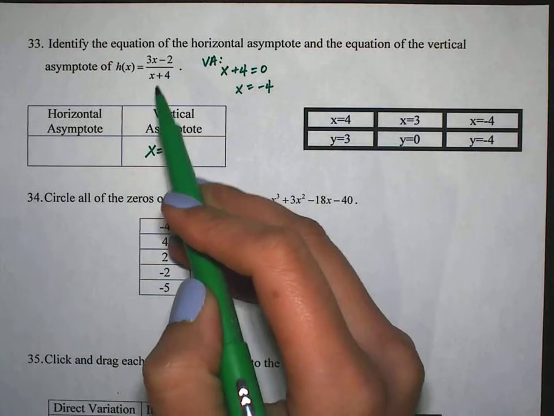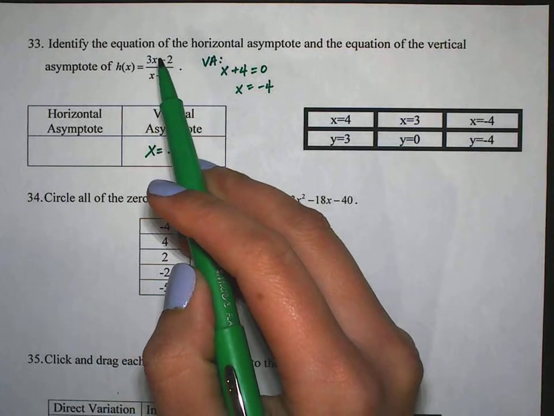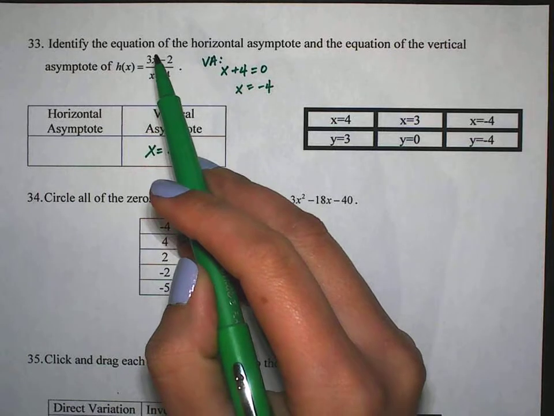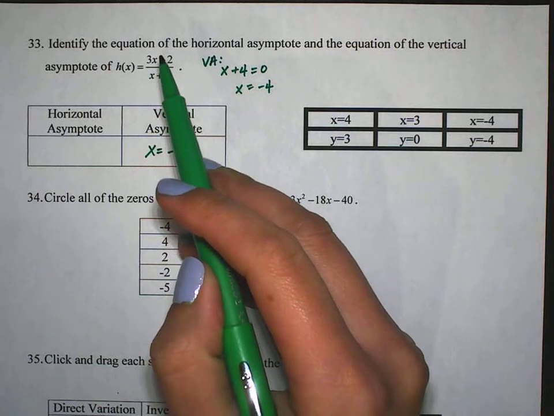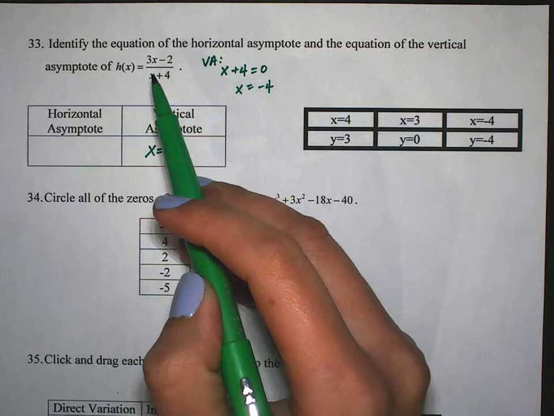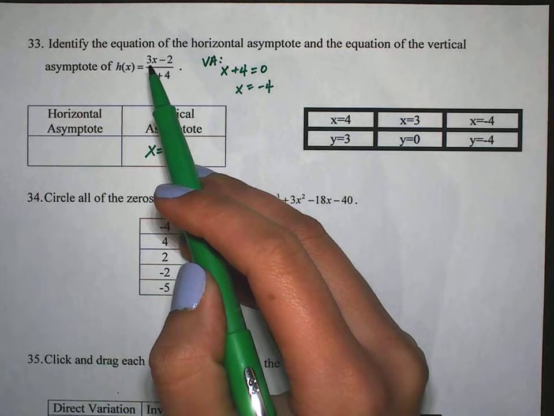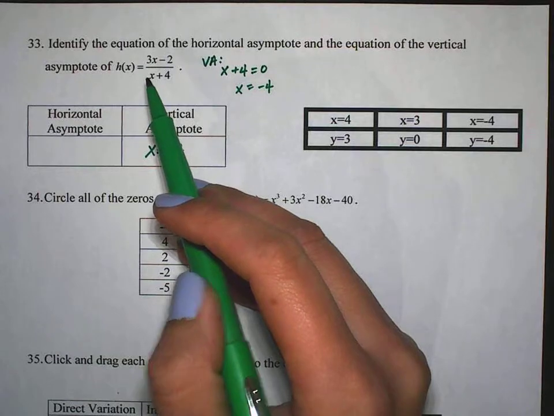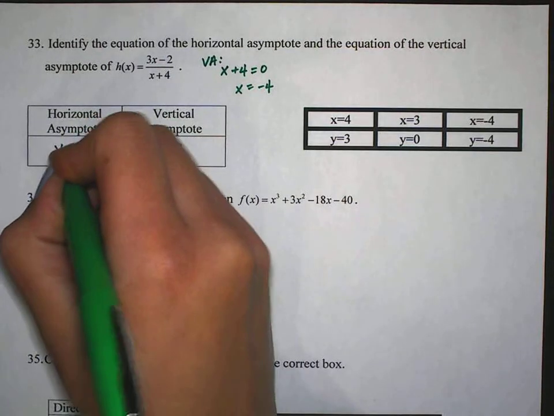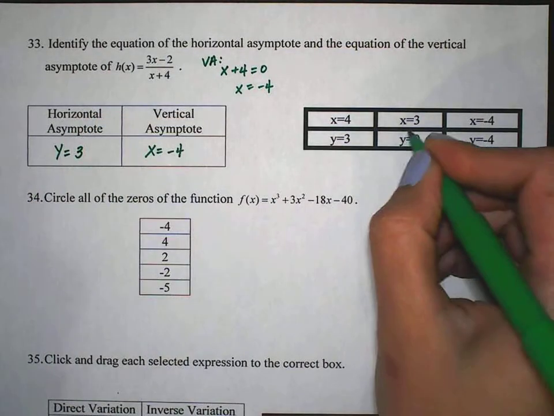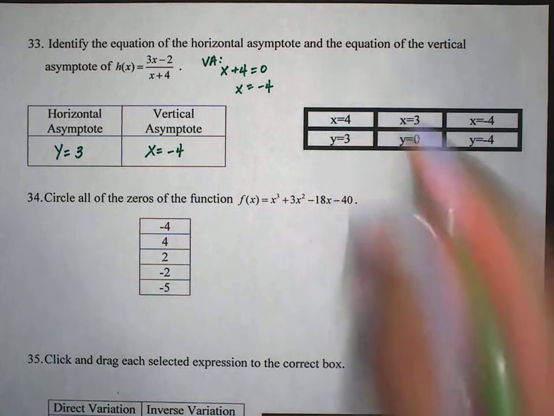Horizontal asymptote. When your degrees on the top and the bottom of the fraction are equal to each other, so this is the degree of 1, because there's an imaginary 1 here, as well as the bottom, then we're just going to look at the coefficients. 3 over that imaginary 1. 3 over 1. So y is equal to 3, which is also one of my options here.